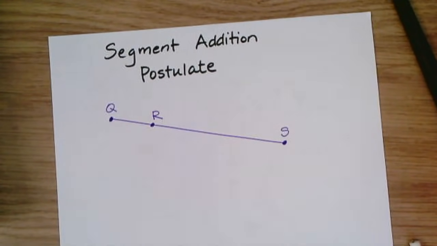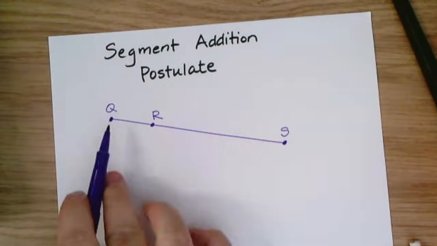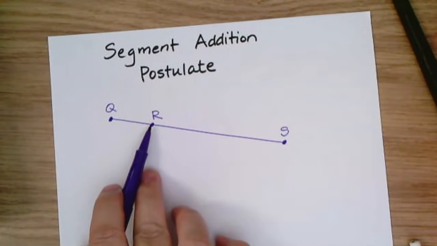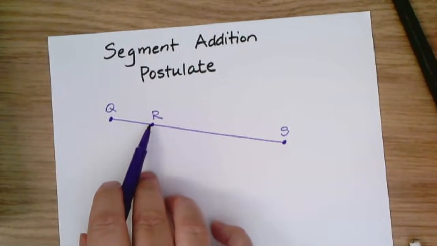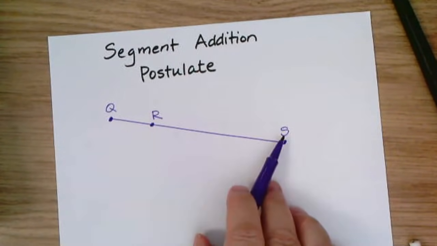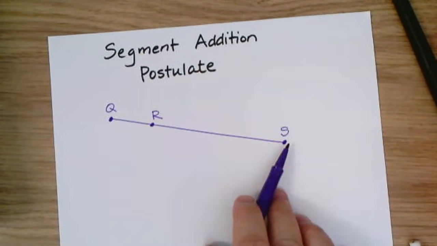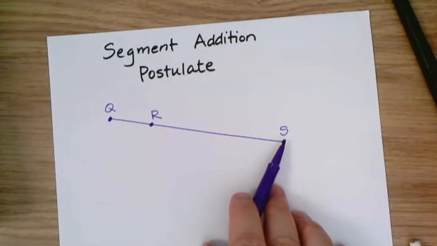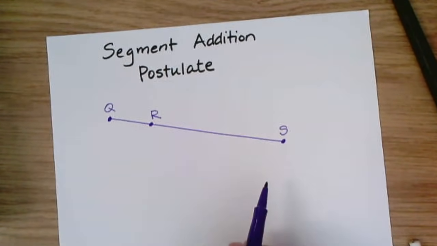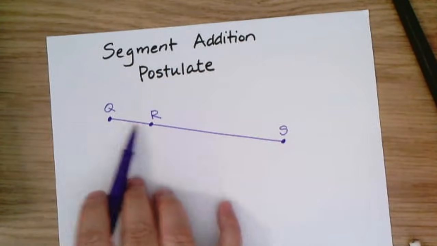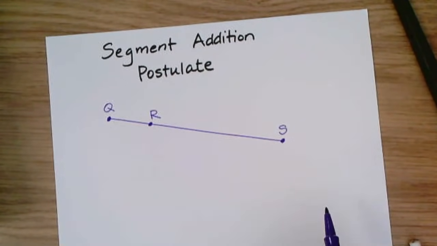The first thing about it is that it relies on having 2 points and then another point that's between them. As a matter of fact, it can be considered the definition of betweenness in geometry, that we can only say that R is between Q and S if it's on the same segment from Q to S, somewhere in between them. Like if R was out here somewhere, we wouldn't call that between. So basically you have any 2 points somewhere on a segment or somewhere on a line, and that makes a segment, and then you have a point that is somewhere between them.